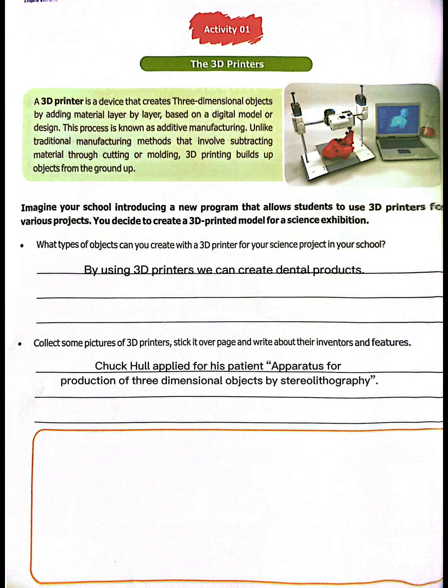The questions are: what type of objects can you create with a 3D printer for your science projects in your school? If I am the student, I will use 3D printers to create dental products for my science exhibition. In the next question, collect some pictures of 3D printers, take it over the page and write about their inventors and features. I have written the name of the inventor, Chuck Hull, and also the features of his invention, like he applied for a patent for apparatus for production of three-dimensional objects by stereolithography. In this way you will complete both questions of this activity and also paste the picture of the invention.